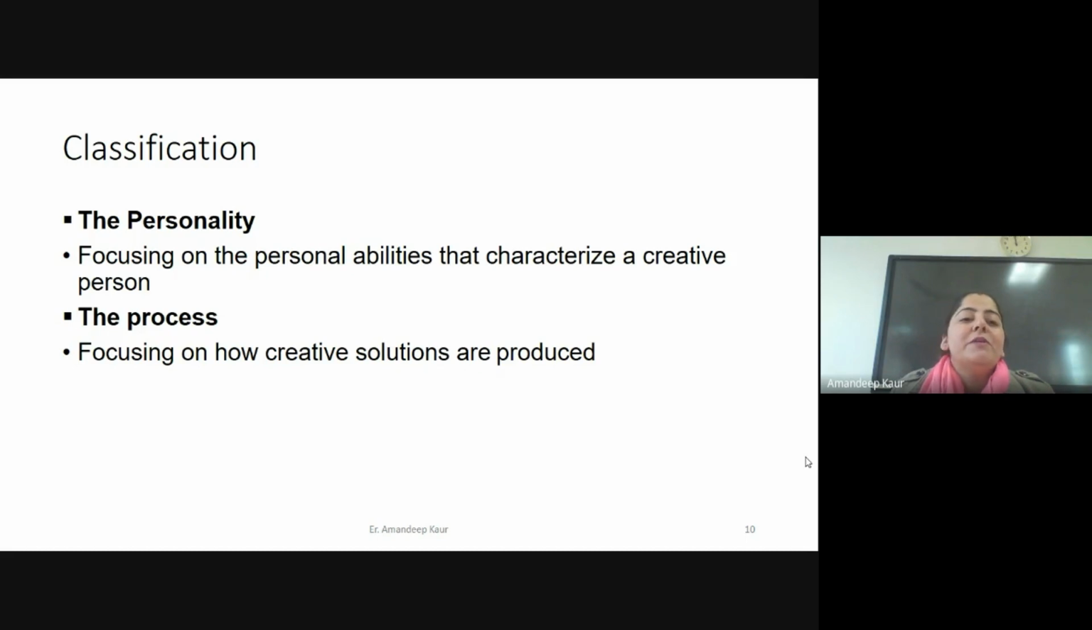The fourth major parameter that we need to consider is process, focusing on how creative solutions are produced. There are two different types of thinking processes that we are going to cover in the next slides to come.